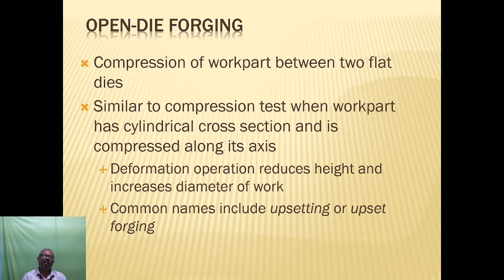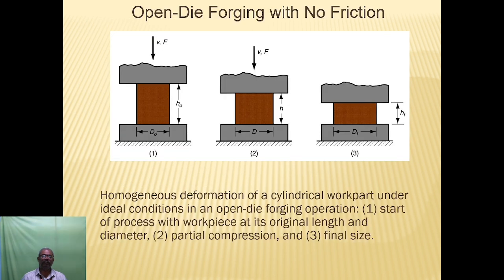In open die forging, the work part is compressed between two flat dies, similar to a compression test, when the work part has a cylindrical cross section and is compressed along its axis. The deformation operation reduces the height and increases the diameter of the work. So a common name for open die forging is upsetting or upset forging. Open die forging with no friction: homogeneous deformation of a cylindrical work part under ideal conditions in an open die forging operation.